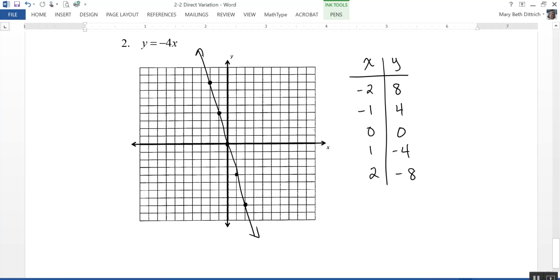So in this section, we took a look at direct variation, which uses the equation y equals kx, or y over x equals k, which is the constant of variation. We saw how to use that in some word problems and how to graph a direct variation equation.